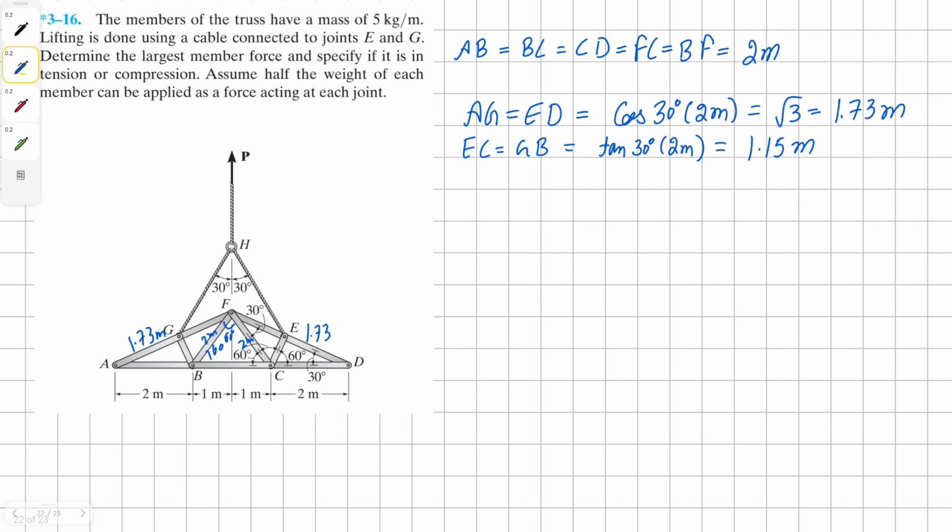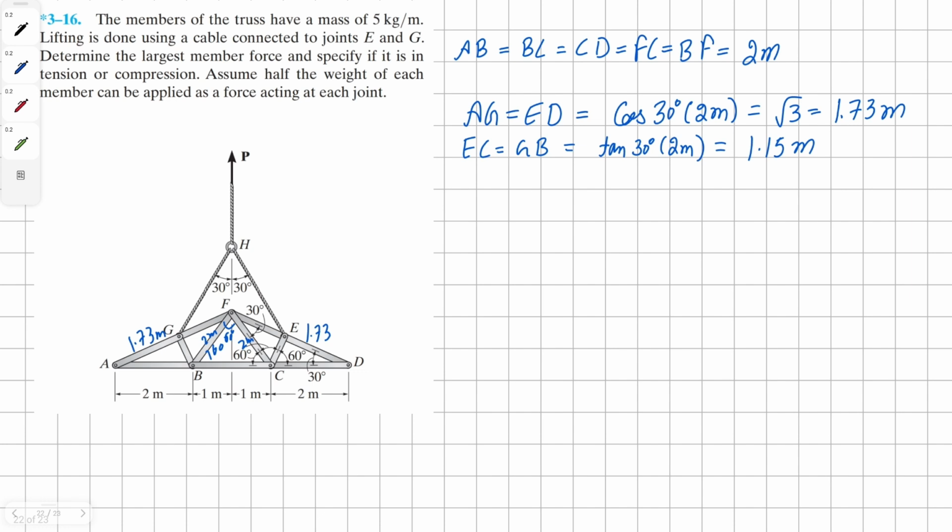The members of a truss have a mass of 5 kilograms per meter. Lifting is done using a cable connected to joints E and G. Determine the largest member force and specify if it is in tension or compression. Assume half the weight of each member can be applied as a force acting at each joint.